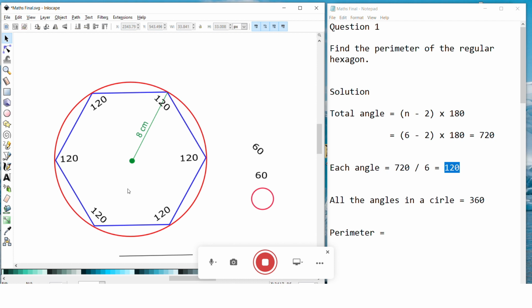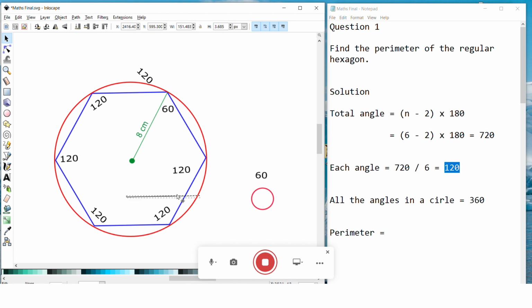Next, since it's a regular hexagon, you see this line here, the 8 centimeter line given to us by the examiner. This line will cut the 120 exactly in half, which means that this angle here is 60 degrees. I could probably make that look a little better. So I'm just going to move the 120 out of the way, and this half of the 120 is 60 degrees. I'm also going to move this out of the way a little bit.